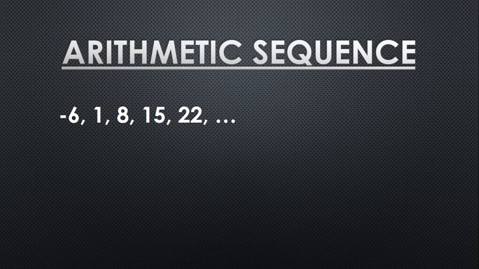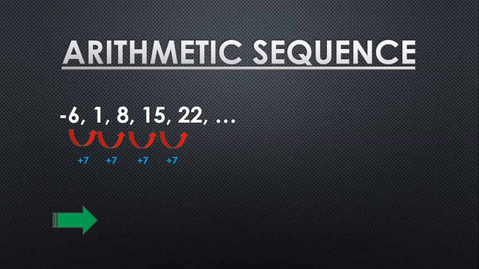Now, for those who guessed it, it is right. We are moving by plus 7. That is, minus 6 plus 7 equals 1. 1 plus 7 equals 8. 8 plus 7 equals 15. 15 plus 7 equals 22. Now pay attention to this. This is extremely important.